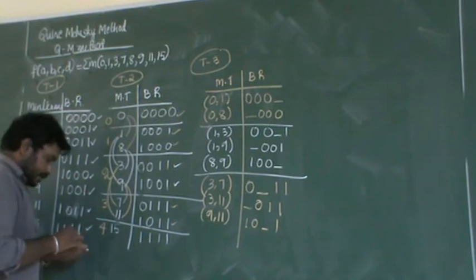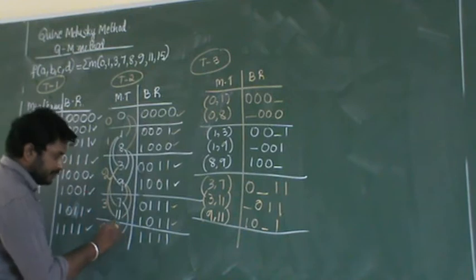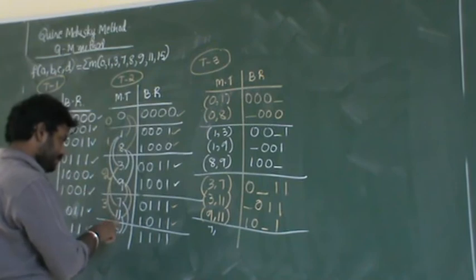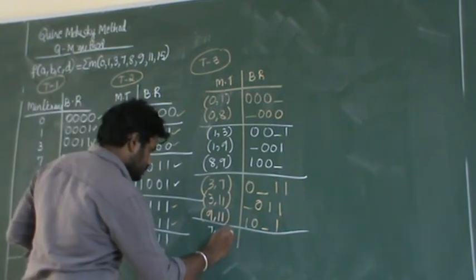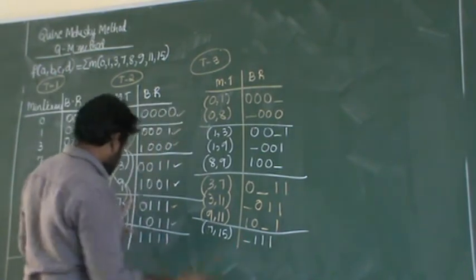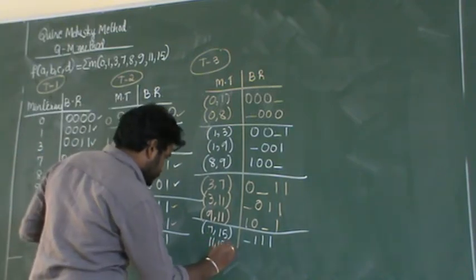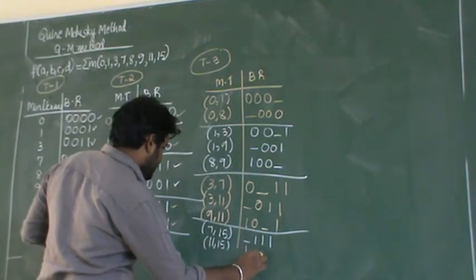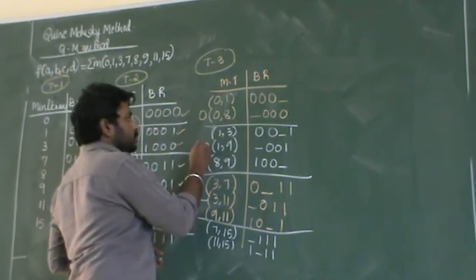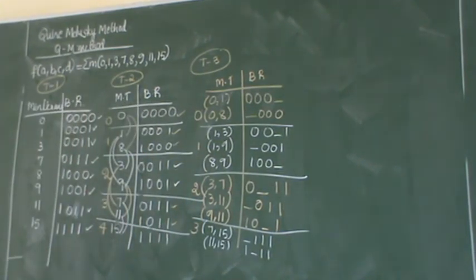Next, this has been done, so put a line. Now I have to compare 7 with 15 and 11 with 15. 7 with 15 is possible. You will be getting dash 1 1 1. And 11 with 15 is also possible. You will be getting dash 1 dash double 1. So how many groups are you getting here? You are getting 0 group, first group, second group, and third group. These are the things that you are getting.